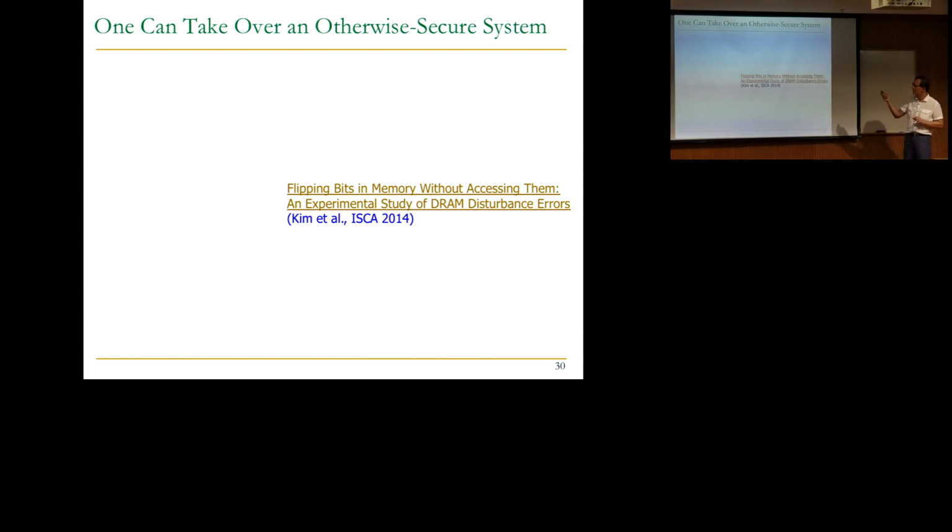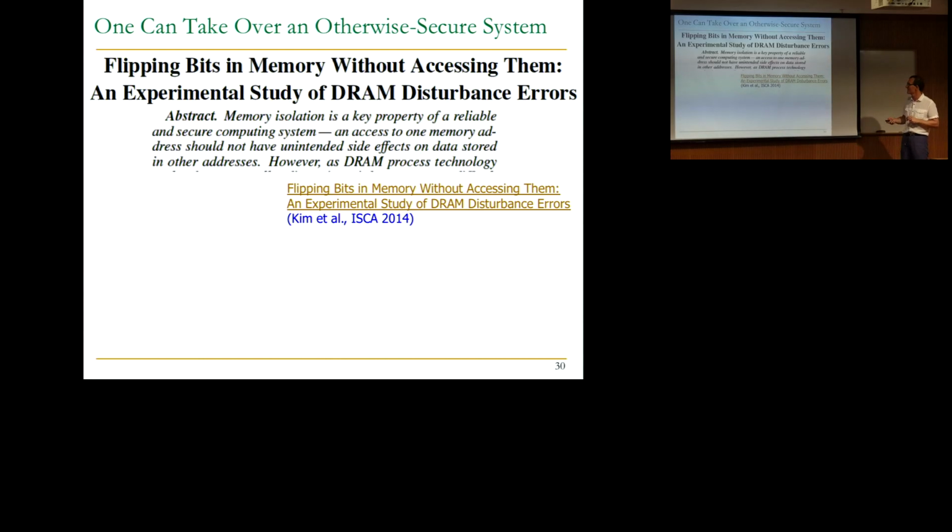When we first wrote the paper, this is going to be one of the required readings that we will put up, because it's fun to read, I think. We said memory isolation is a key property of a reliable and secure computing system, and access to one memory address should not have unintended side effects on data stored in other addresses. I think this is very fundamental for reliability and security. And we said that you could actually take over the system by exploiting these bit flips and hijack the entire system.